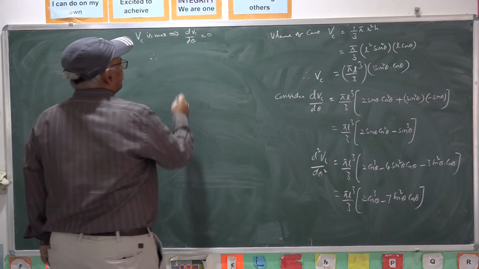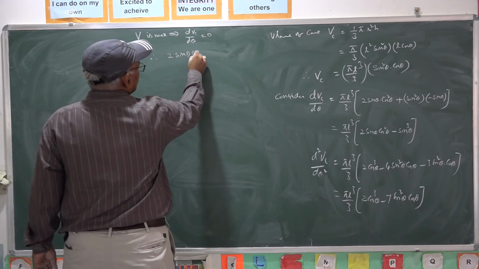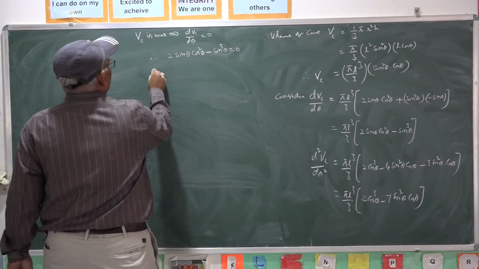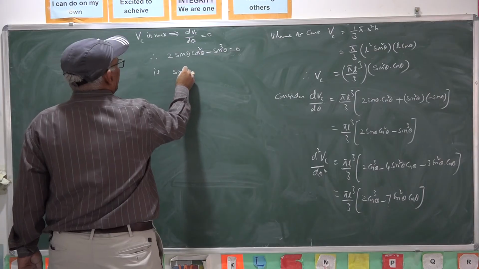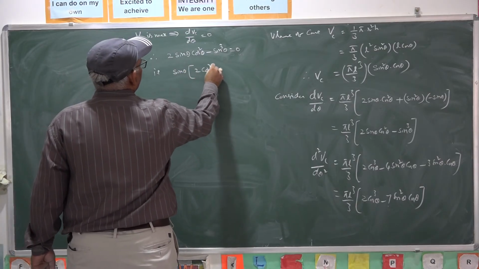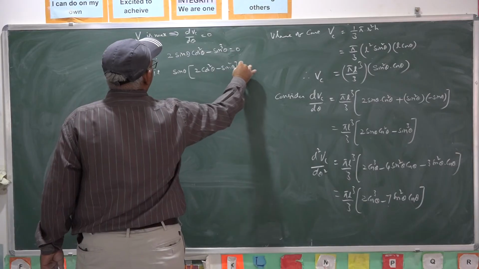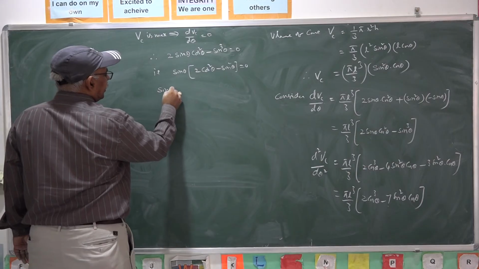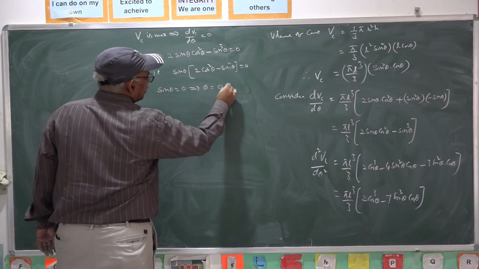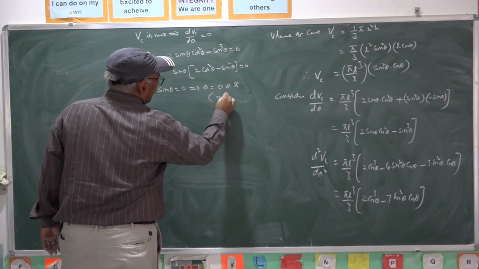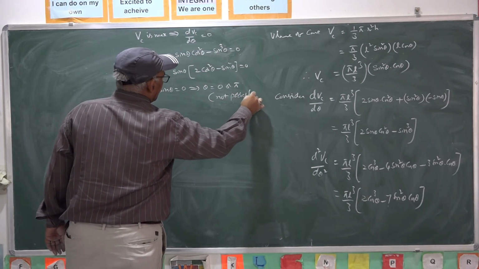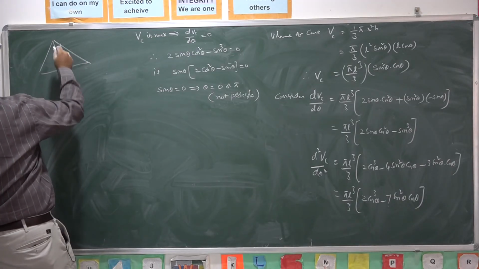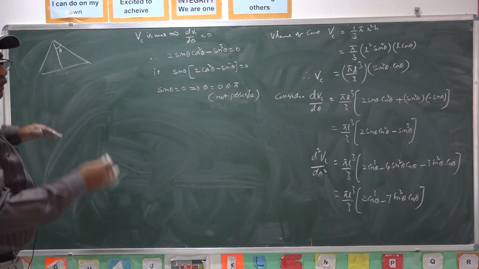First derivative is 0 means 2 sin theta cos square theta minus sin cube theta is 0. Taking sin theta common, 2 cos square theta minus sin square theta is 0. Sin theta 0 implies theta equal to 0 or pi, not possible, because the semi-vertical angle cannot be 0 or pi.